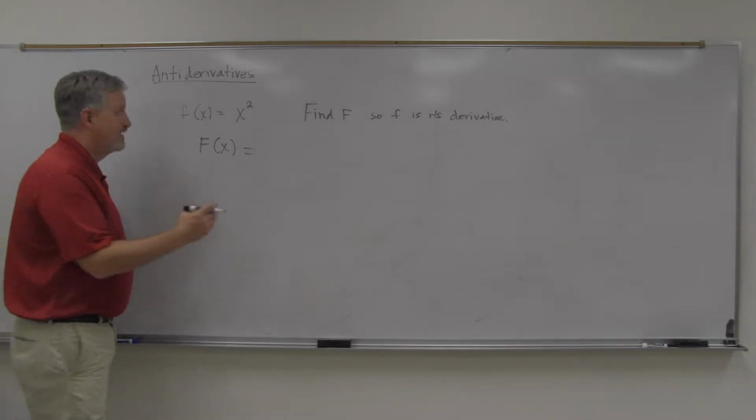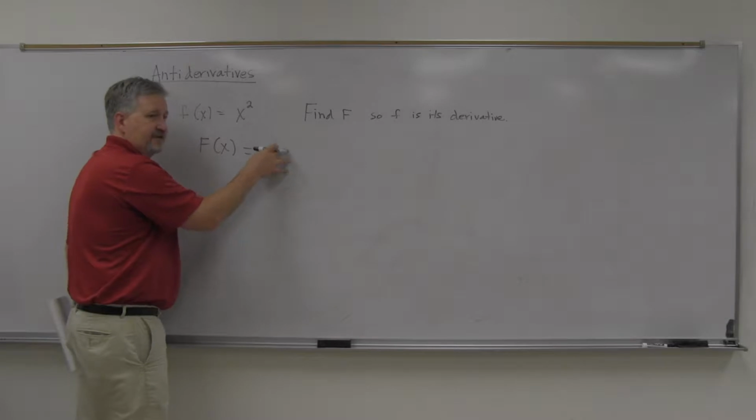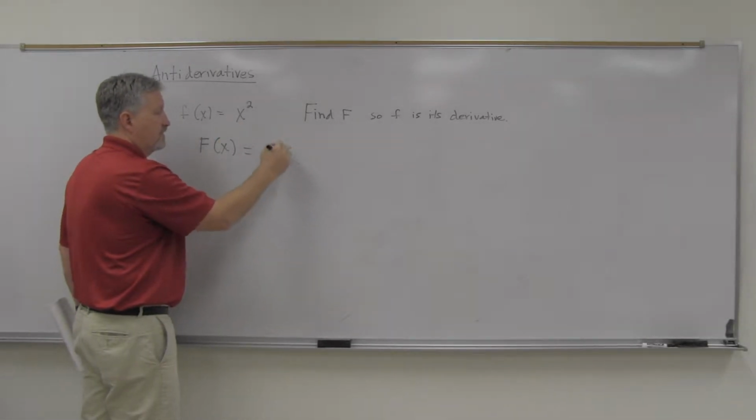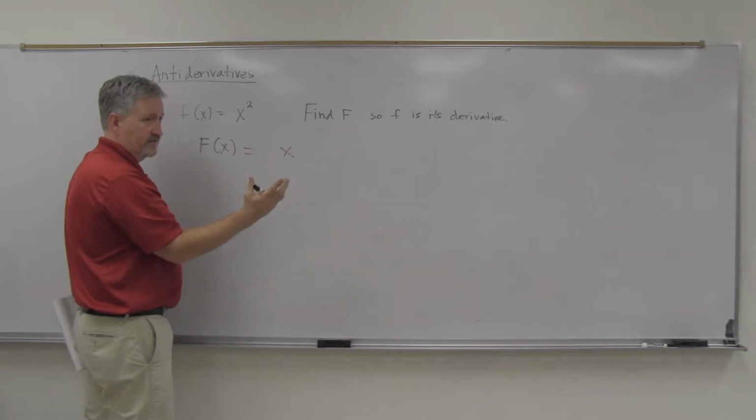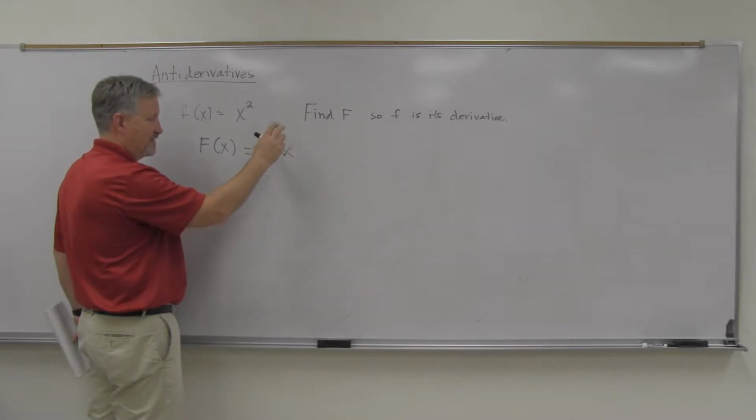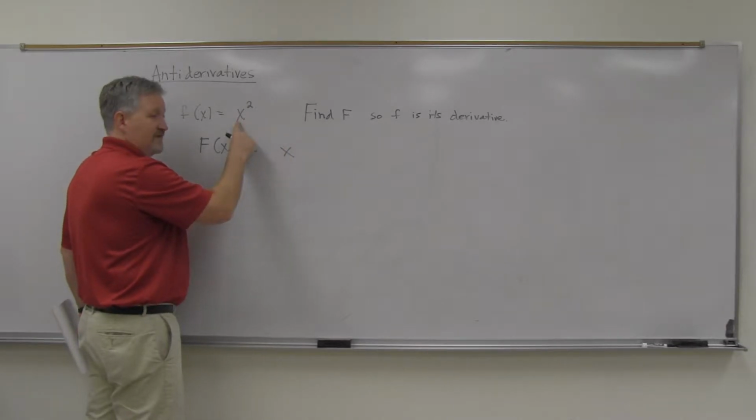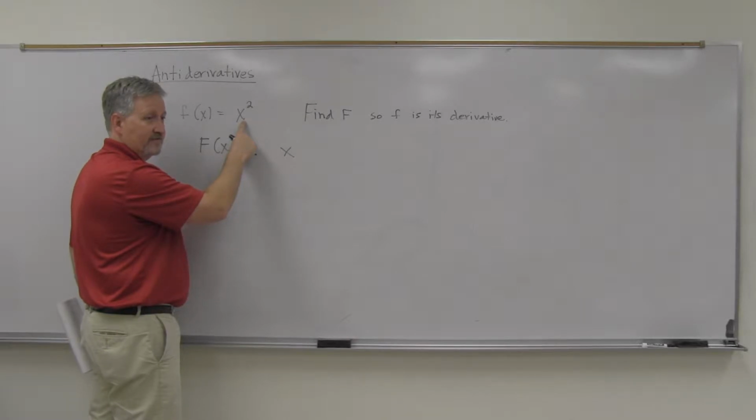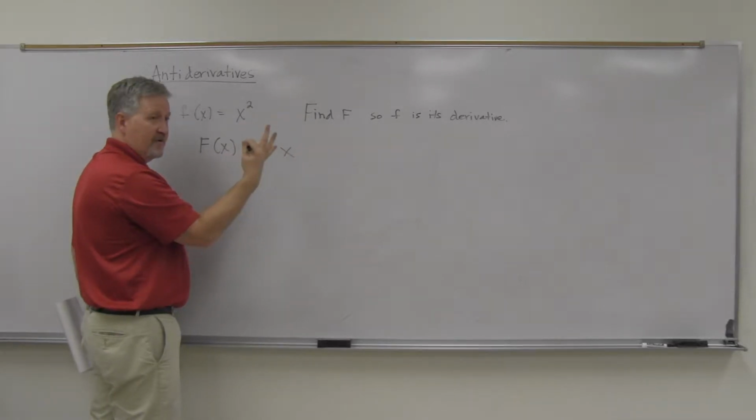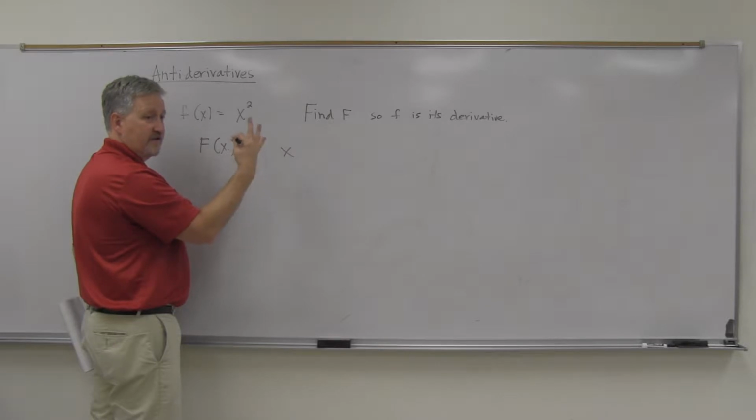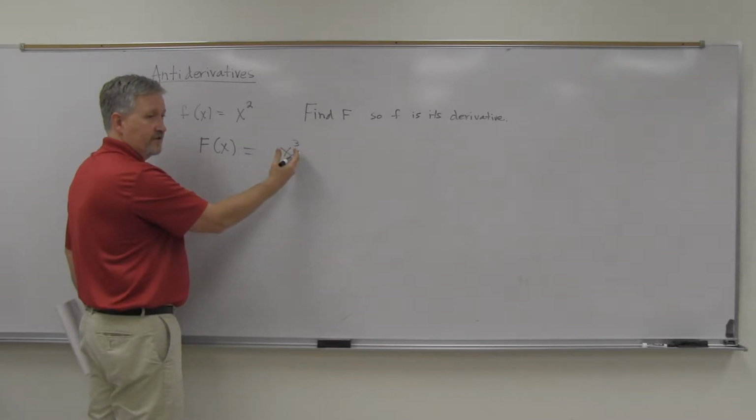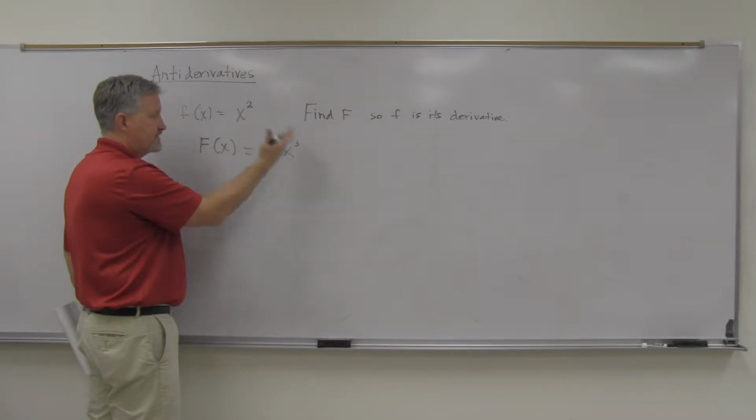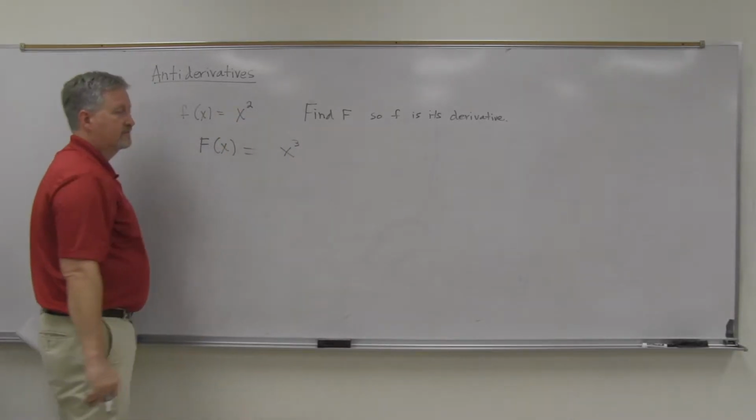Okay, let's think about it. Big F is a function that has this as the derivative. Well, what power of x does this need to be? If this is the derivative, what power does this need to be to have an x squared as its derivative? It has to be a third power, because if I take the derivative of the third power, I get a second power. So I go from x to the second to x to the third.